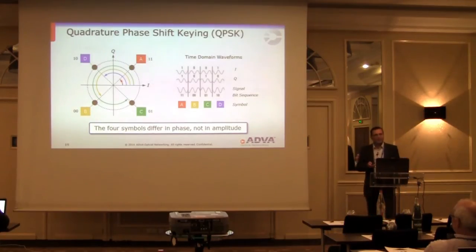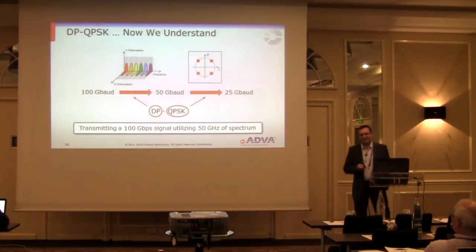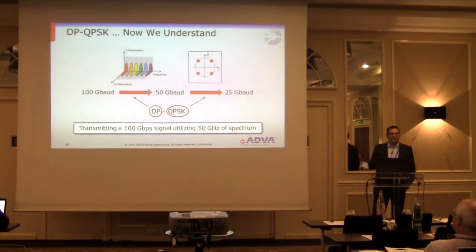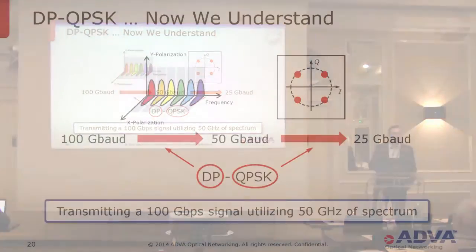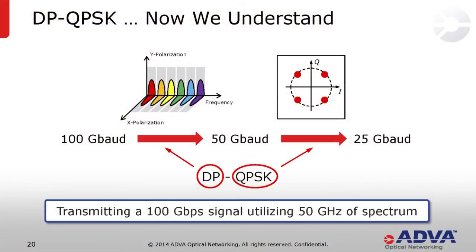Then let's make it a bit more complex. No, just to resume first. DP-QPSK, what does it mean? If you want to transmit 100 gigabits and do nothing, just do on-off keying, we need 100 gigabaud. So frequency of 100 gigahertz, basically.